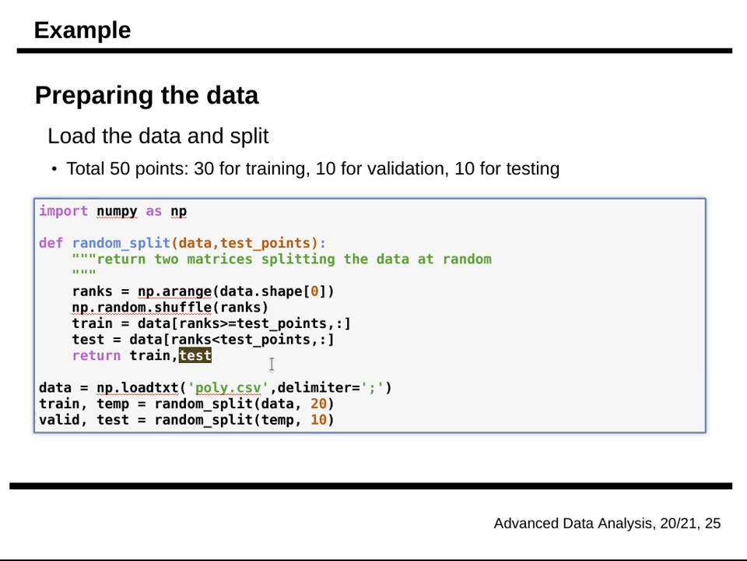And if we want to use this to split into 3 data sets, we can do it twice. So we get 30 for the training set and the other 20 for this temporary matrix, that then we split 10 each way for the validation and test set. So train is the matrix with 30 points taken at random, and then valid with 10 points taken at random, and test the other 10 points taken at random.